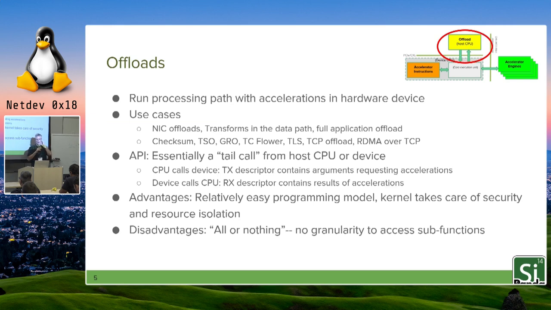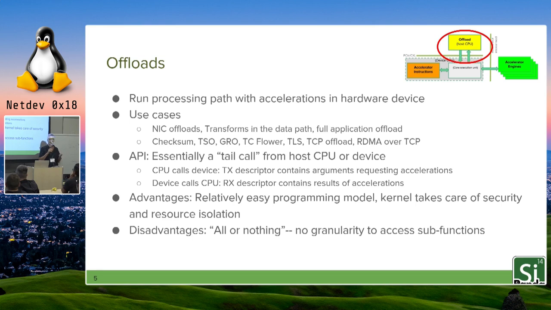So that's the high-level domain-specific accelerator for networking. What I want to talk about today is really the offload. The other two we are presenting in other forums. The accelerator instructions will probably go to the RISC-V consortium, and for accelerator engines, we're looking to see if OCP is interested in that.